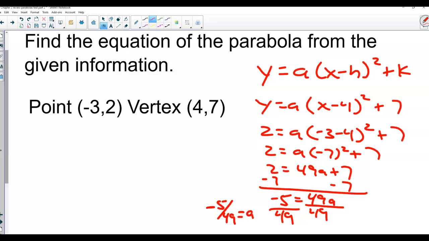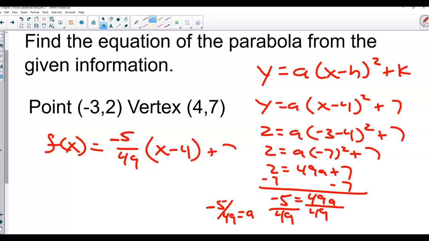I know it's an ugly answer. Who cares? We're literally just plugging it in. I like to write it as f of x. If you want to write y, that's fine. -5/49, and you have to plug your vertex back in, and you have to make sure you square your parenthesis. If you forget to square the parenthesis, we have a word for that. It's called wrong. Don't forget to put that square there.